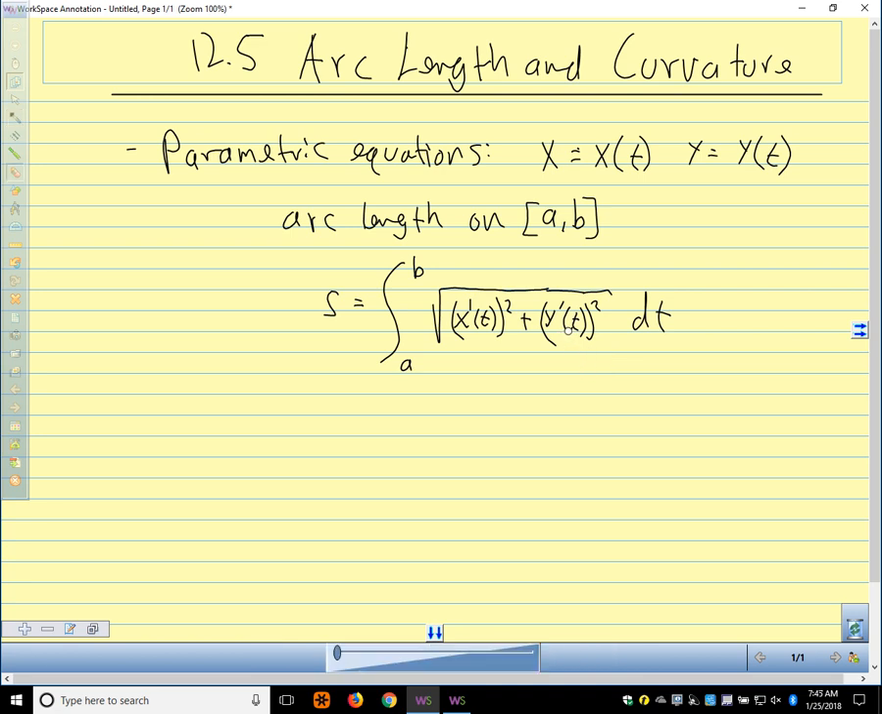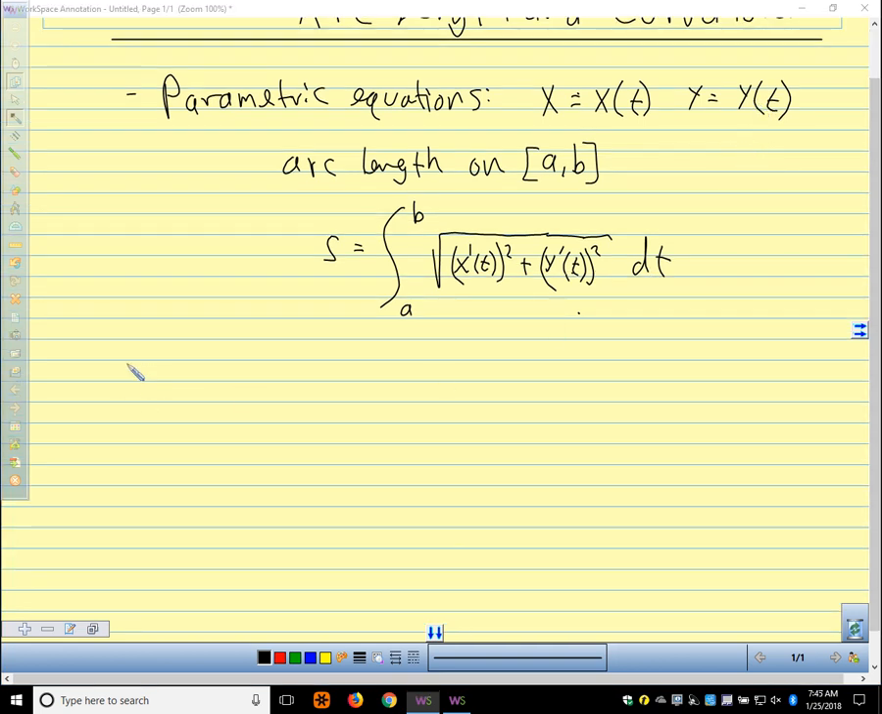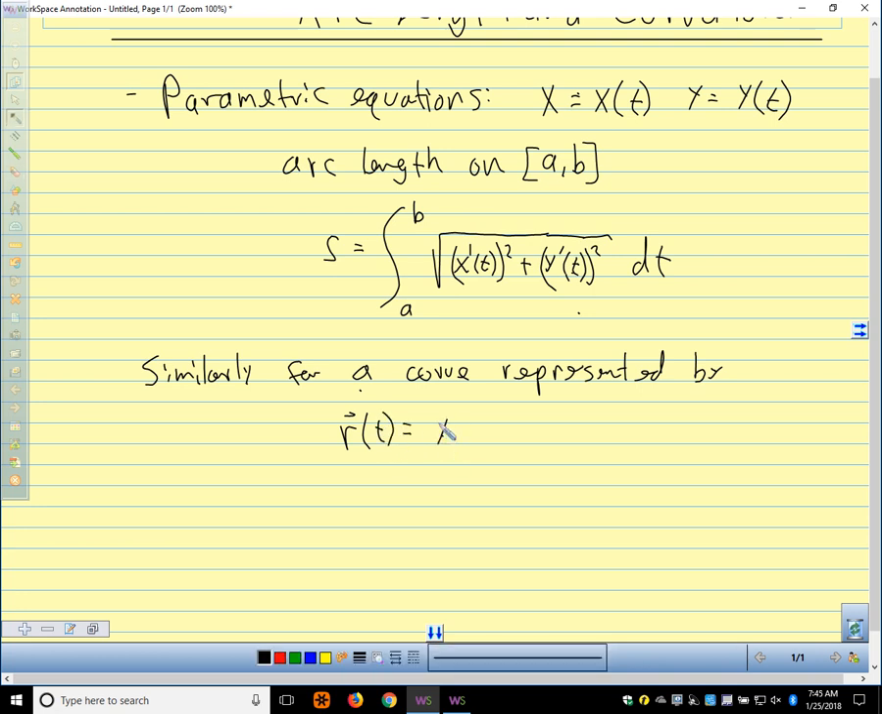Very similar to our arc length formula for an explicit function. For an explicit function, we have the square root of 1 plus f prime squared dx. Similarly, for vector valued functions, for a curve represented by, we're just going to jump straight to 3 dimensions, r of t is x of t i hat plus y of t j hat plus z of t k hat.